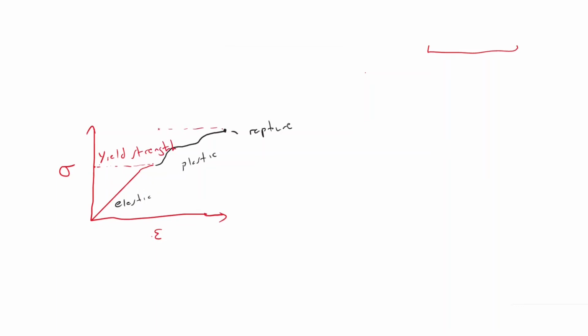And then here, this is known as the ultimate strength. The yield strength is the maximum strength that you can apply on the material while it's still elastic, and the ultimate strength is the maximum strength that you can apply on the material before it breaks. So you can think of it like that.